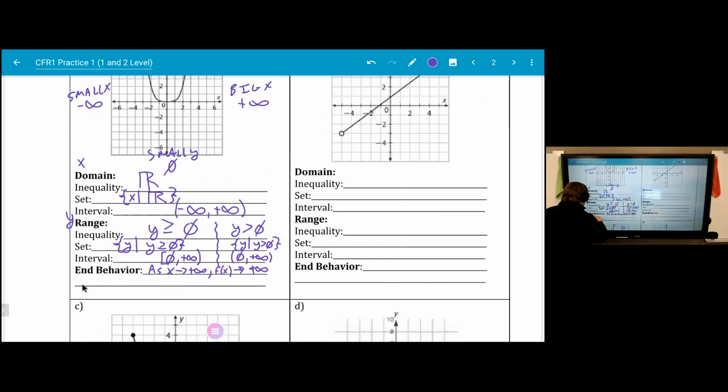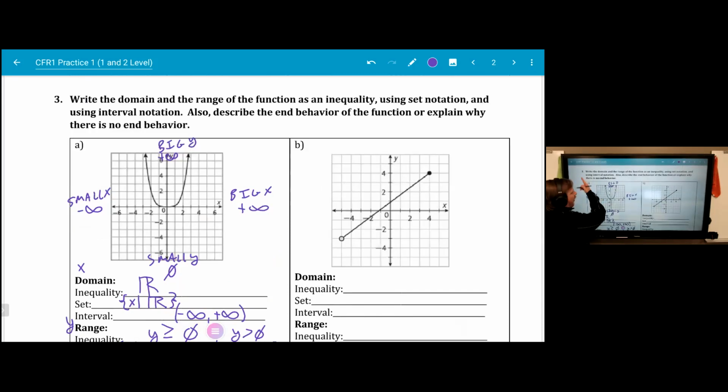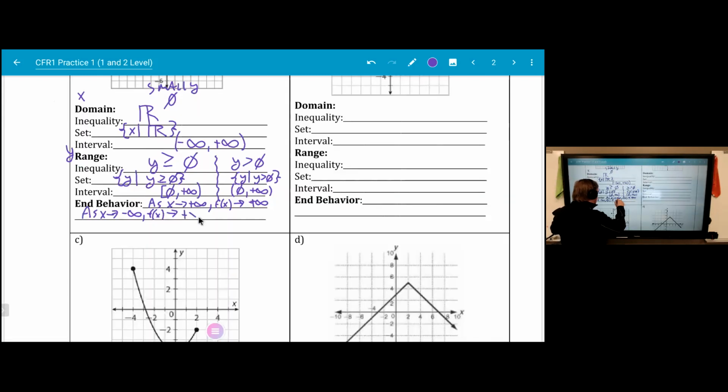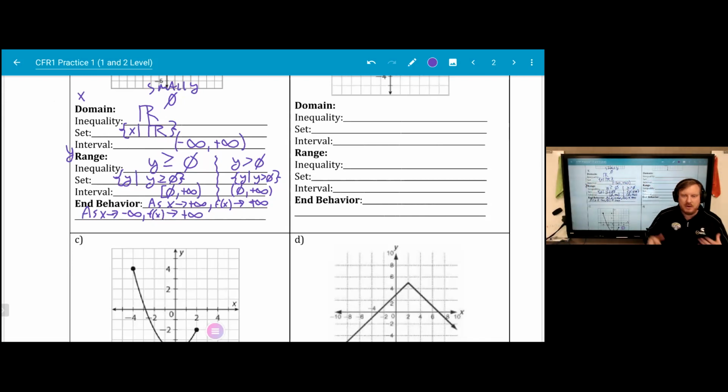As x goes to negative infinity, the f of x values go to, well, where's the left-hand side pointing? It's pointing up. Up means positive infinity. Okay, so you've seen one example where we do have some end behavior in here.